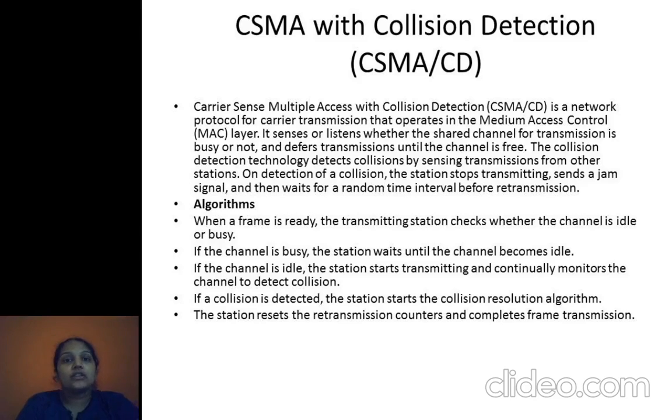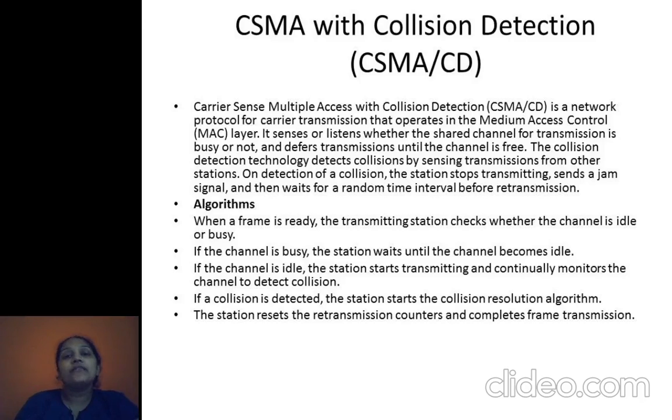The collision detection technology detects the collision by sensing the transmission from other stations. It helps in this protocol. They take the help of other channels to sense the collision between the channels, so that collisions do not happen. On the detection of a collision, the station stops transmitting and sends jamming signals.